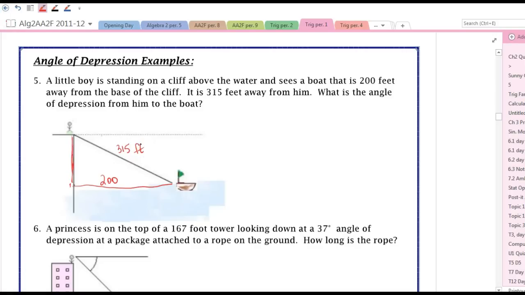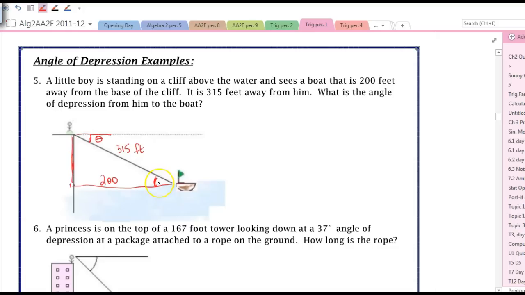So, the question is, what is the angle of depression from the boat? The angle of depression, technically, is this angle right there. That is the angle of depression. It's always made from the horizontal. There's a lot of people that really desperately want this one in here to be the angle of depression. It's not. It's not a decision we get to make. Somebody else made that call a long time ago.